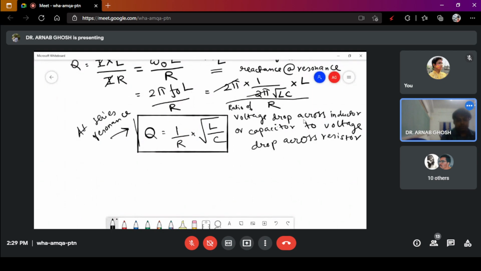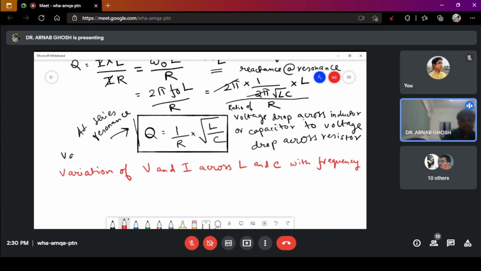So what I write here is the variation of V and I across L and C with frequency. This you have to understand. This was not in your first year syllabus. This is important and you need to understand it thoroughly.